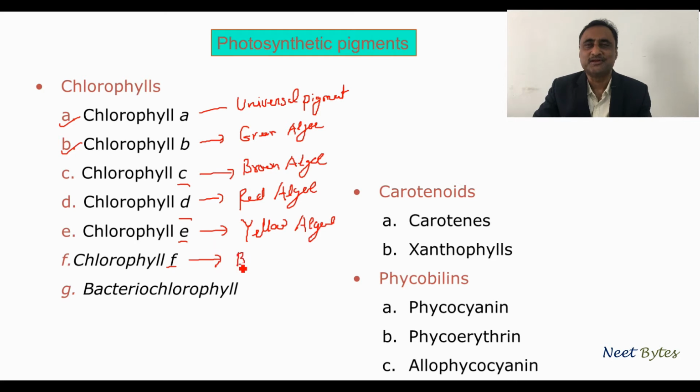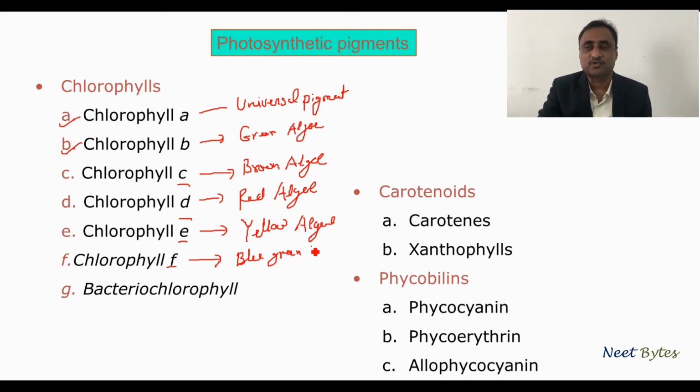Chlorophyll E is found in yellow algae. The typical example is Vaucheria. Chlorophyll F is found in blue-green algae, right? And bacteriochlorophyll is the chlorophyll that occurs in those bacteria in which oxygen is not released. So anoxygenic photosynthesis is actually being carried out by the bacteria in which there is bacteriochlorophyll, right? One by one, we will discuss all these things in detail.